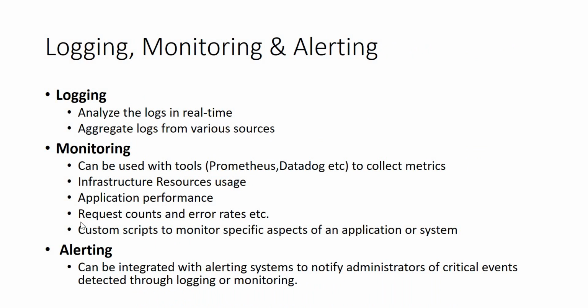We can also count how many requests are coming to applications and how many requests are failing, with error rates and so on. And we can write custom scripts to monitor the specific aspects of the various applications as well as infrastructure. So in this way, we can use Python scripts for different customizations in logging, monitoring, and alerting. We will see how to implement some of these use cases in the coming videos.